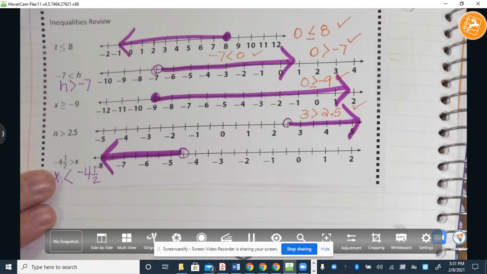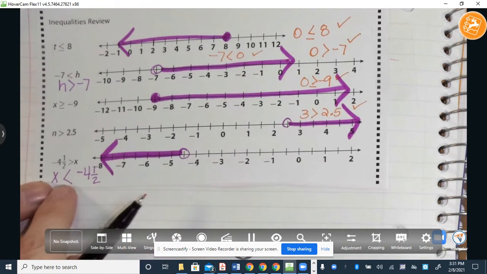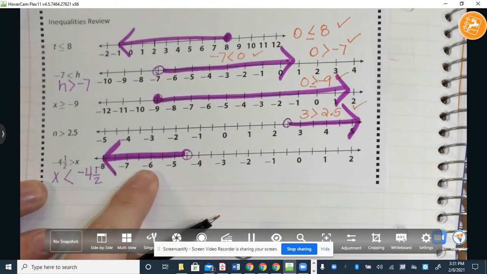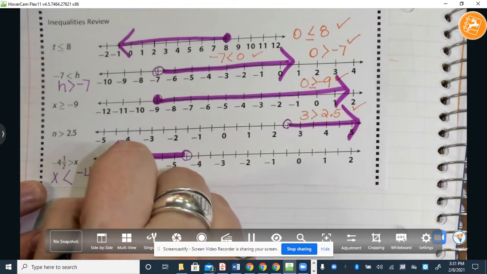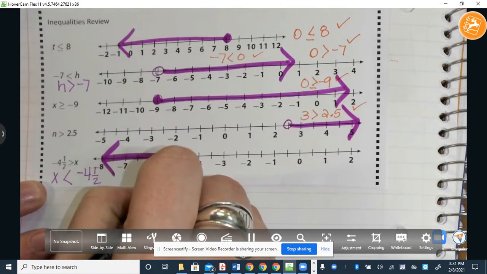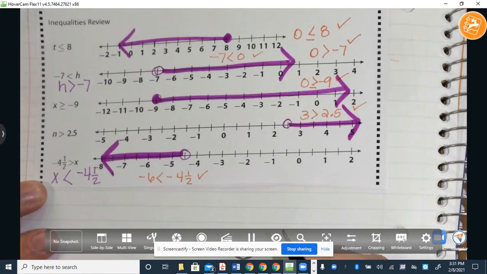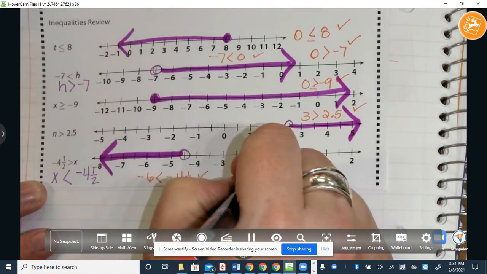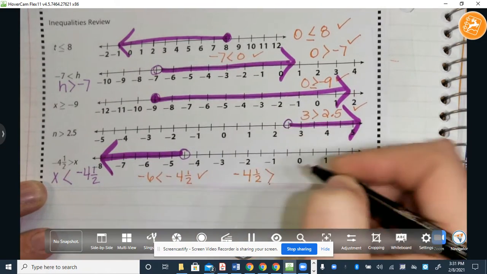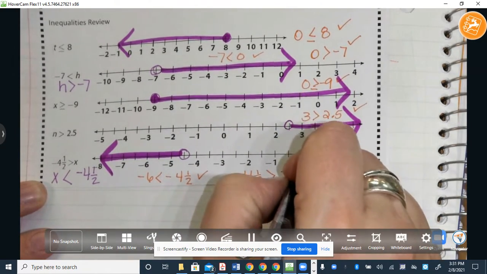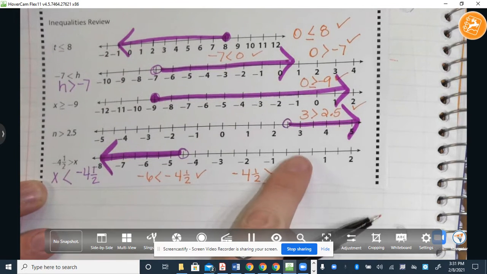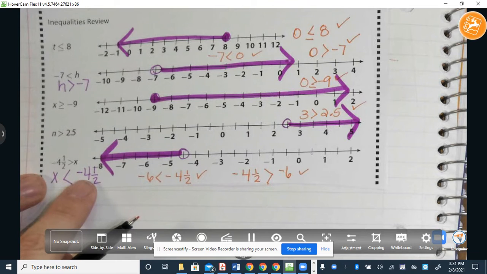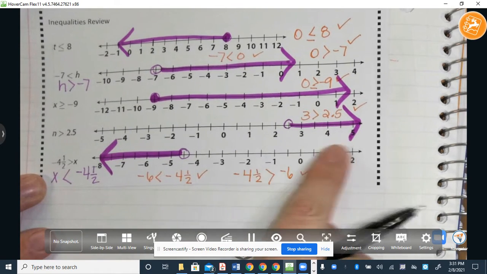Now, last one. All right, x is less than negative 4.5. So if I'm looking here, let's go with negative 6. Is negative 6 less than negative 4.5? Yes, that will work. Also, you can just plug it back into the original. Negative 4.5, is that bigger than negative 6? Yes, that one will work too. And you can even put 0. Is 0 smaller than negative 4.5? No. So there should be no line over there by 0.